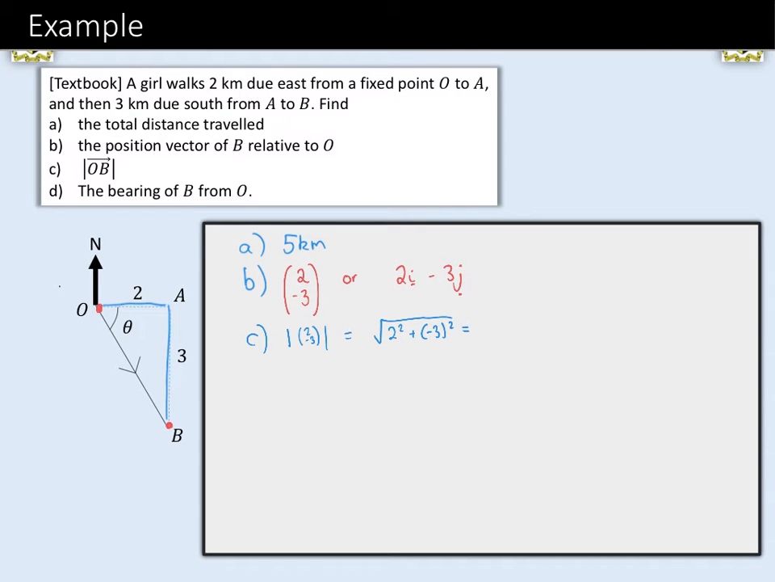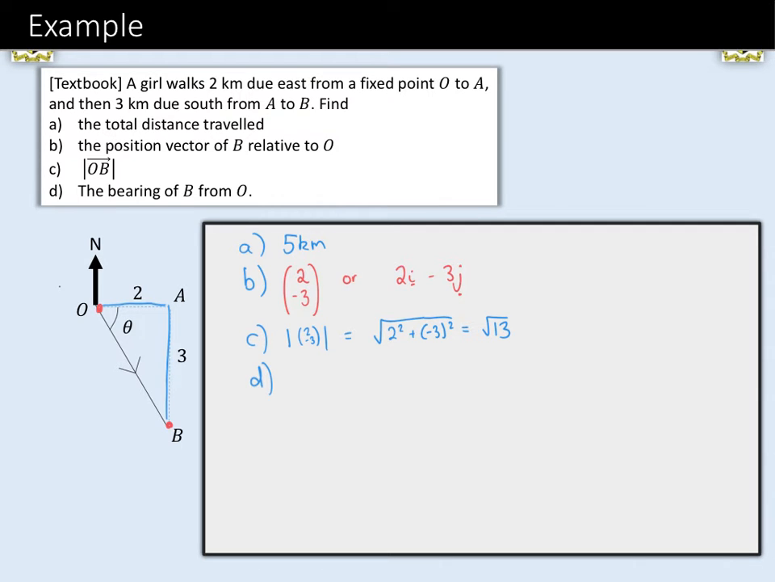So that's just going to be square root of 4, add 9, so root 13 there. Okay, so part D is slightly more difficult because it wants the bearing of B from O. So what you need to remember is that if we're doing bearings, a bearing is always measured from north, and it always has 3 figures, okay?